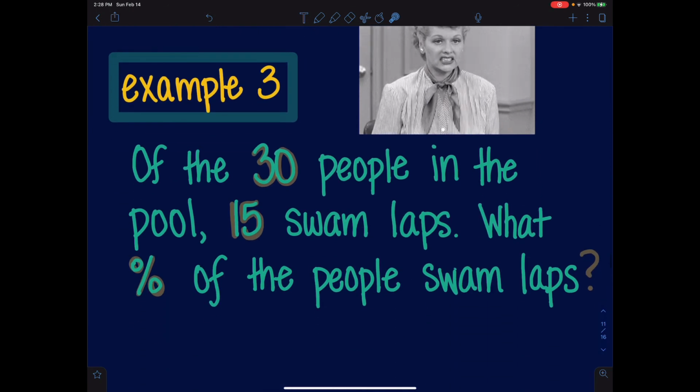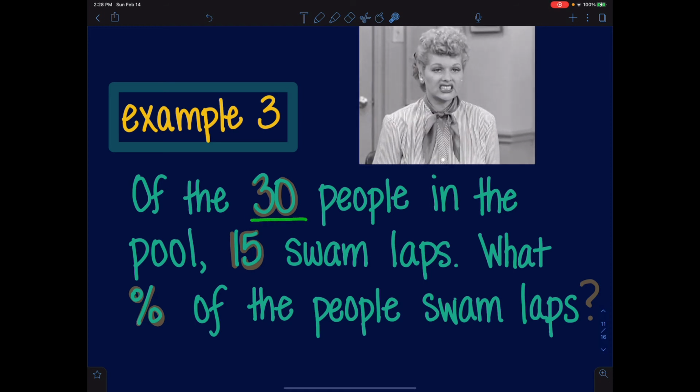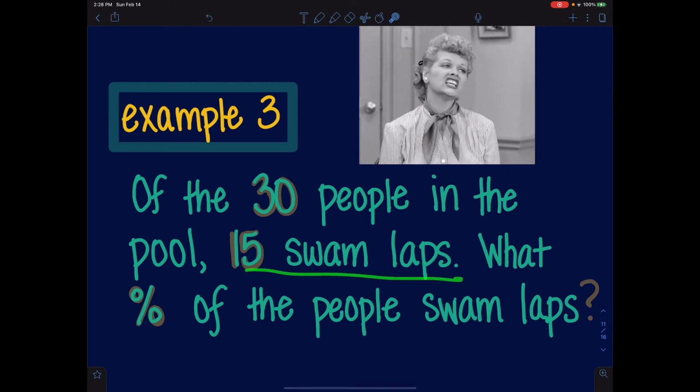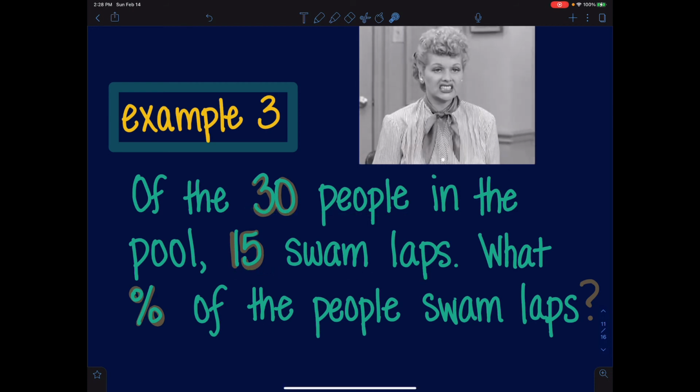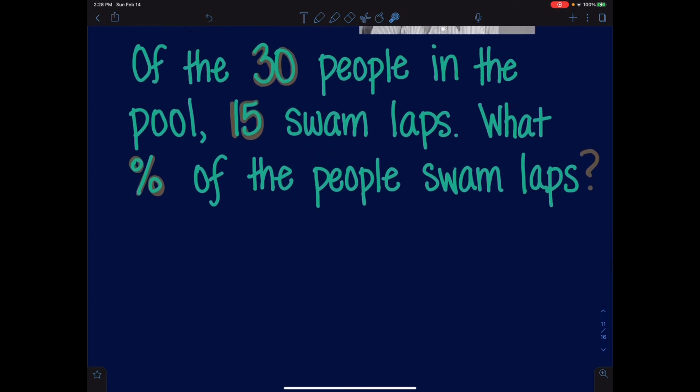Okay, let's do one more. I know you're going, wait, I can't do that. Oh, you can do it. Example 3 says, of the 30 people in the pool, 15 were swimming laps. So 15 swam laps out of the 30 people in the pool. What percent of the people swam laps? Okay, so it wants to know what percent of the people swam laps. So we know that 15 out of 30 were swimming laps.